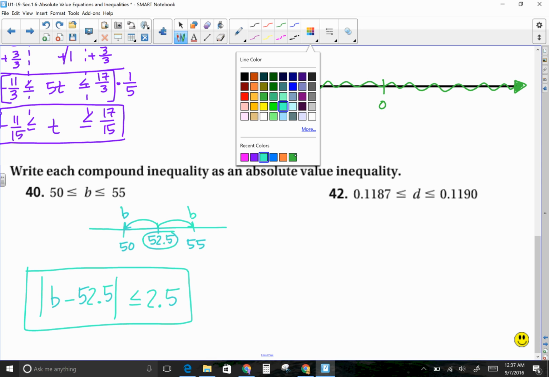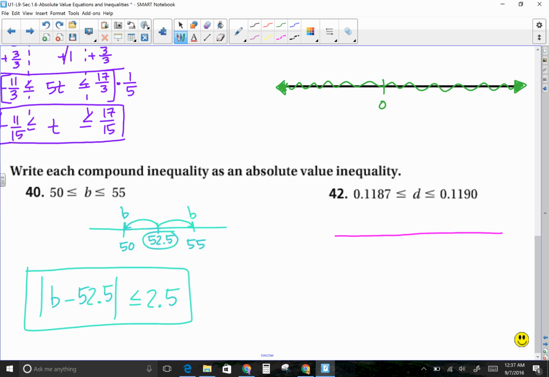Let's do another one of those because I know you think they're so much fun. Look at this one. Actually, before I graph, let's go do the absolute value. Again, the only way to write that is if it's less than or equal to. I have a D minus something, and I have a number, 0.1187 and 0.1190. I know this is D and this is D, but I have to find that middle point because the distance between this number and D has to be the same.